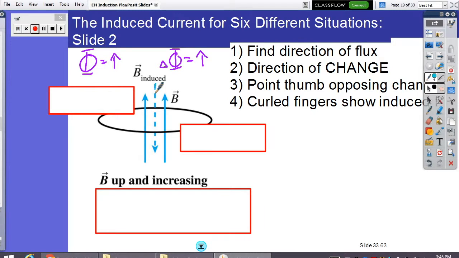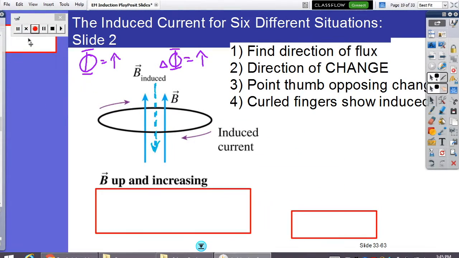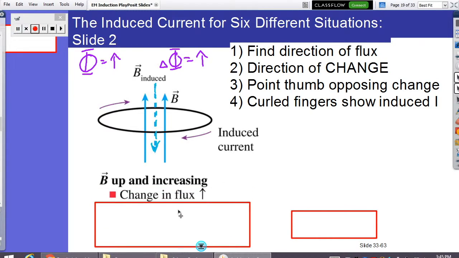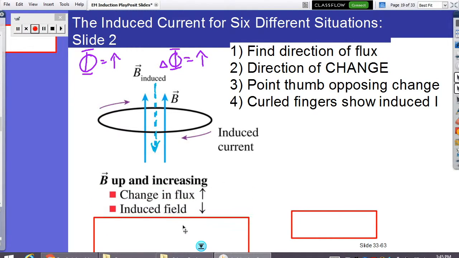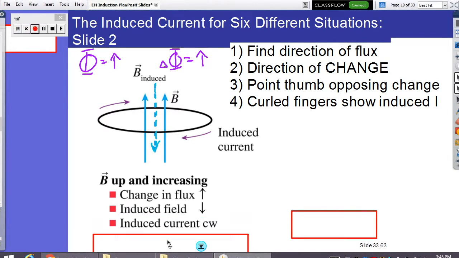So my loop is going to try to make a magnetic field that points downward to fight that change. Well, if I put my thumb downward, then my right hand is forced to circulate in a clockwise direction, like that. So what I get is an upward change in flux. So my induced field is going to try to be downward to fight that change. It wants to keep the status quo. It doesn't want my flux to change. So if my flux is changing up, my induced field is down, which requires a clockwise current.